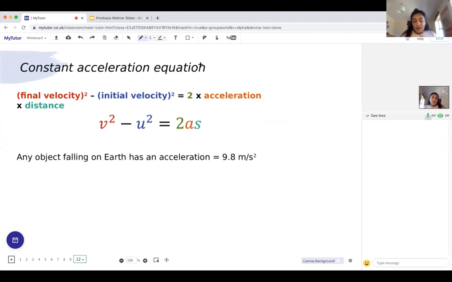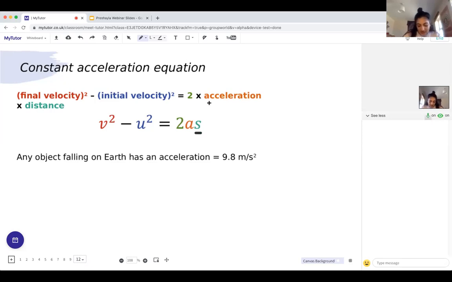So for this one, we have the final velocity squared minus the initial velocity squared equals 2 times acceleration times distance. So remember, that's s, it's not speed, it's distance. So this is our equation for constant acceleration.